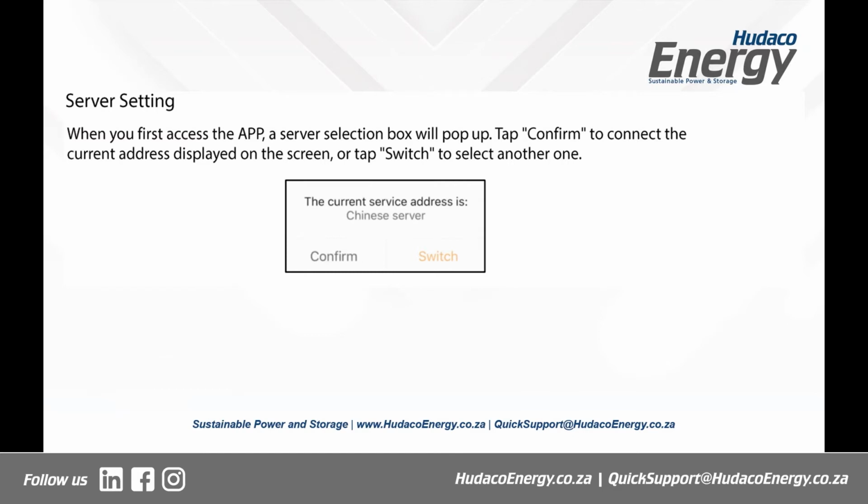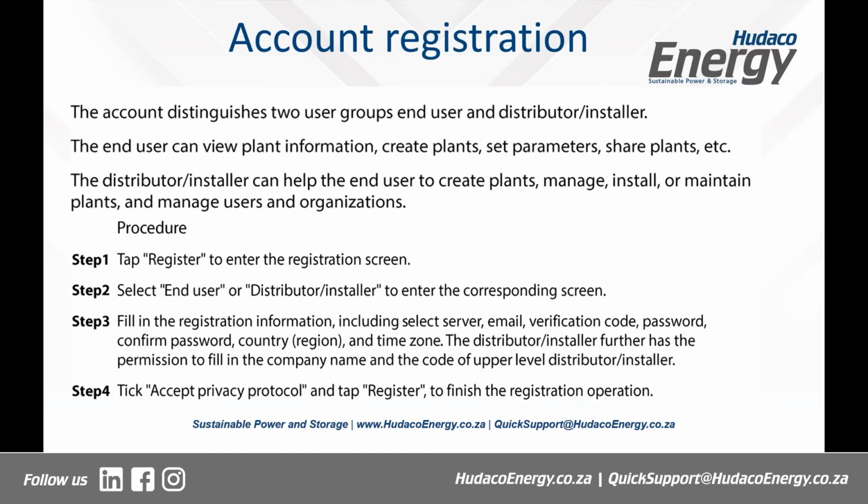So you then switch. After switching, you get options of which server you can use, of which I've said you can check the international server. Then there's the process of account registration. The account registration is divided into two categories, okay? You can either register as an end user or as a distributor or installer. All right, as an end user, you can only view plant information as to what the plant is producing and what is being used. You can also create plans, you can set parameters and share plans.